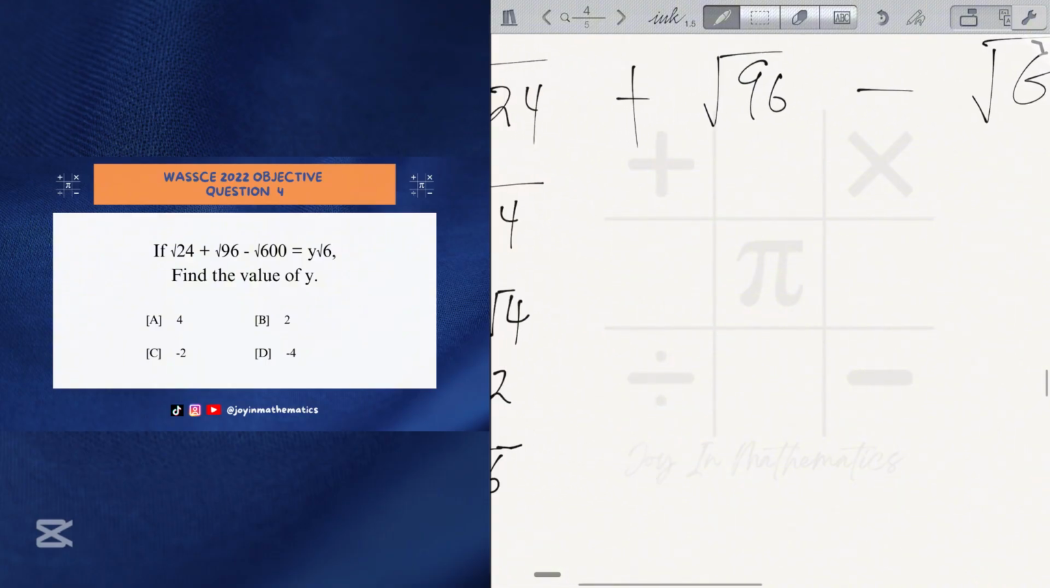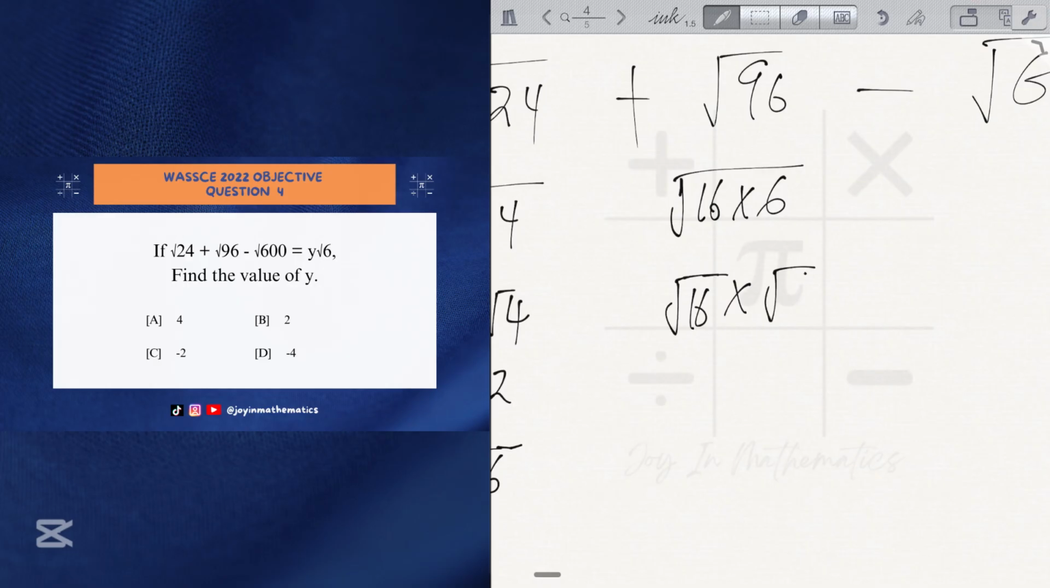Root 96 is written as 16 multiplied by 6. So applying the rule of surds, this will become root 16 multiplied by root 6. Root 16 is 4, so this is 4 multiplied by root 6, and we will have 4 root 6. So we have converted to basic surd.